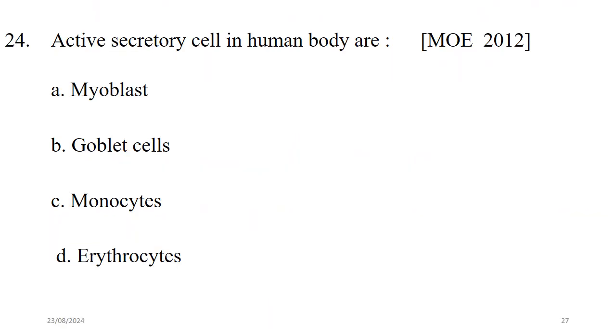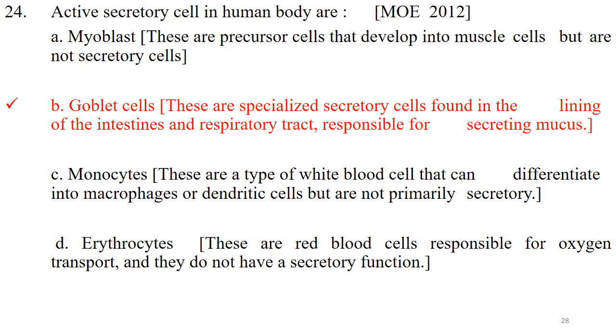Question number 24. Active secretory cells in the human body are. The options are A, myoblasts, B, goblet cells, C, monocytes, D, erythrocytes. The correct answer is option B, goblet cells. These are specialized secretory cells found in the lining of the intestine and respiratory tract, responsible for secreting mucus.